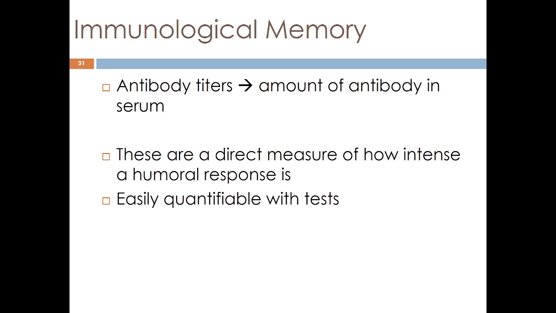It's a direct measure of how intense of an infection that you've had based on how many B cells have been activated and how much antibody your body has made against an infectious agent. This is easily quantifiable with tests. So if there's ever a time when you need to make sure that you haven't had a certain kind of disease, like tuberculosis, for example, they can do an antibody test of some kind.